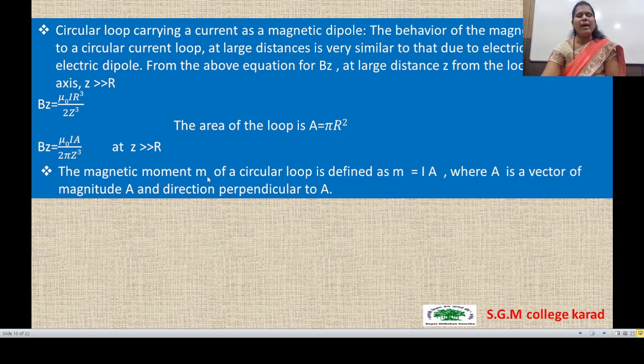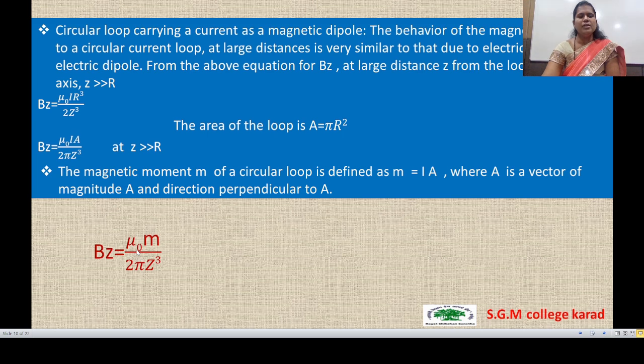The magnetic moment of the circular loop is defined as m is equal to I into A, where A is a vector of magnitude A and direction perpendicular to the loop. So Bz is equal to mu 0 I R squared upon 2 Z cube, then Bz is equal to mu 0 I A upon 2 pi Z cube, substituting A is equal to pi R square. Now Bz is equal to mu 0 m upon 2 pi Z cube.